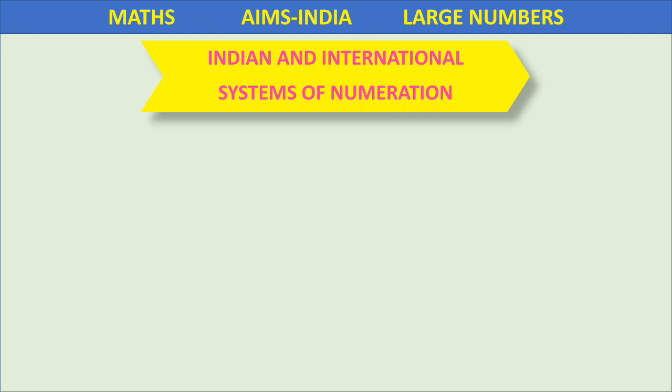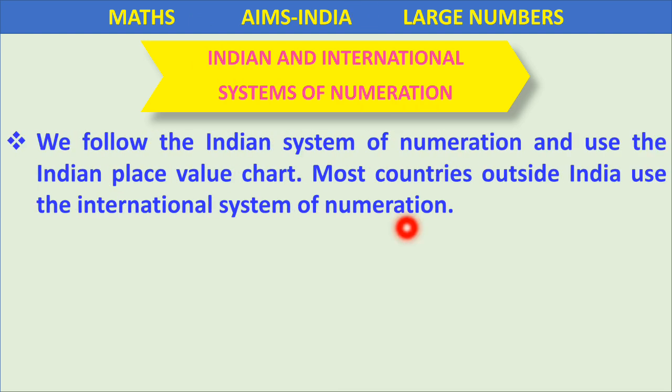Next is the international system. International means the other countries outside India. There are many countries outside India, right? Apart from India, we are having many countries. Most of those countries do not use our Indian system. They do not use our Indian system. They use international system of numeration.